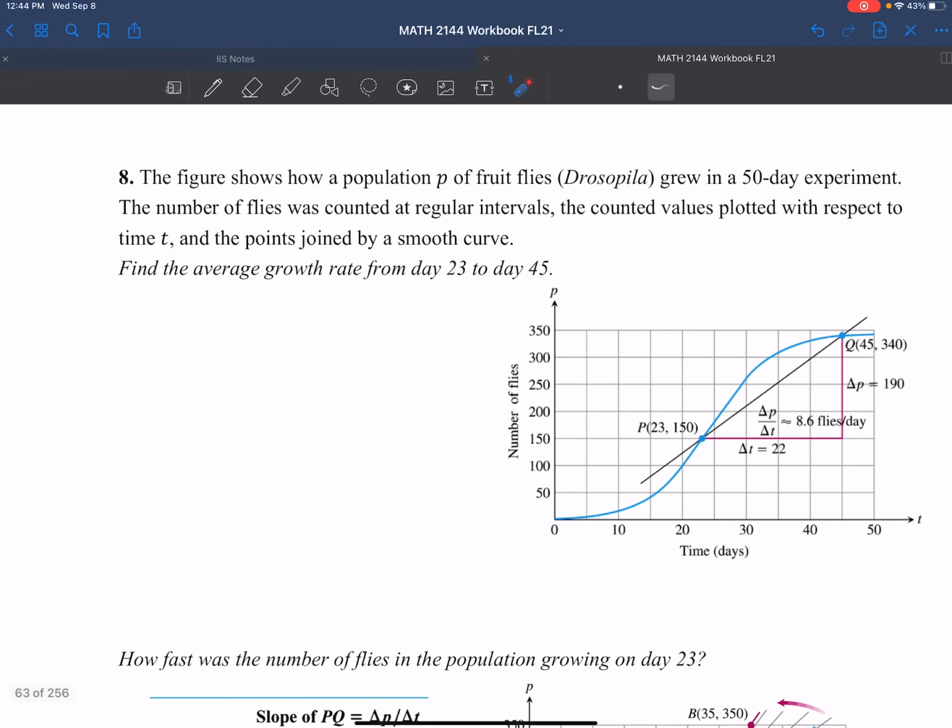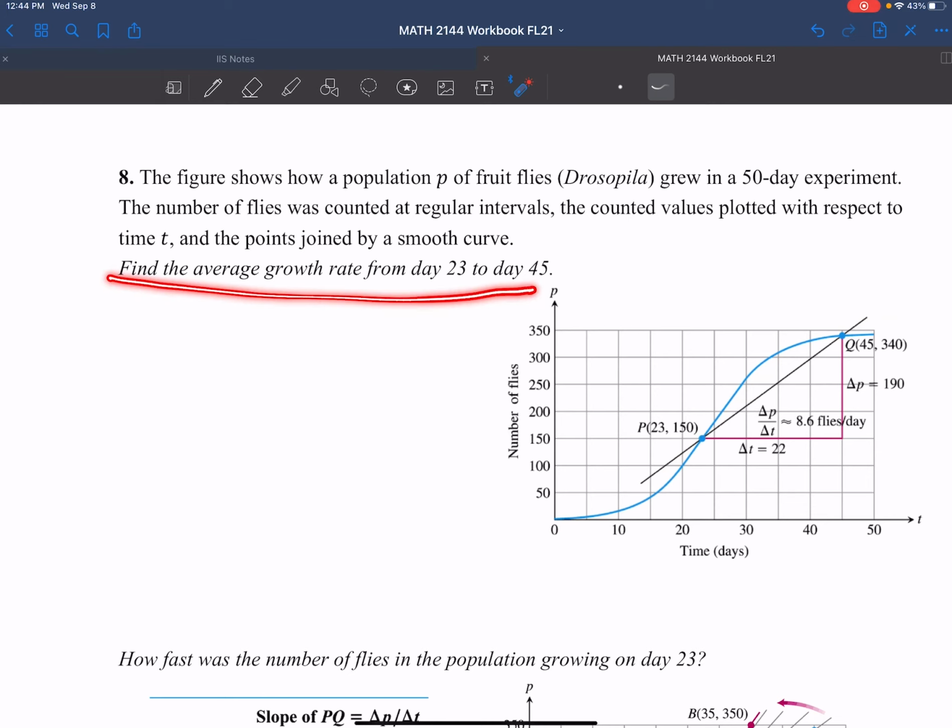So this figure shows the population of fruit flies. Hopefully this problem doesn't bug you. Okay, sorry. It shows how the population P of fruit flies grew in a 50-day experiment. The number of flies was counted at regular intervals, and the counted values were plotted with respect to time t, and the points were joined in a smooth curve. So you can see there's the smooth curve.